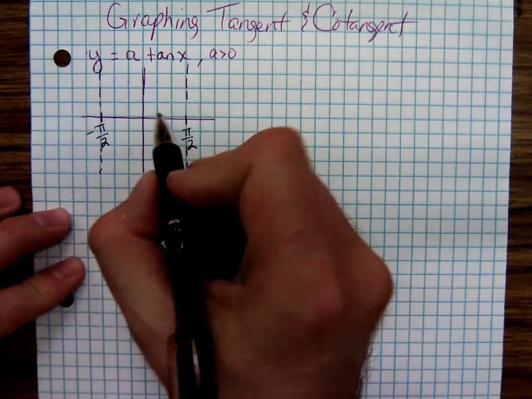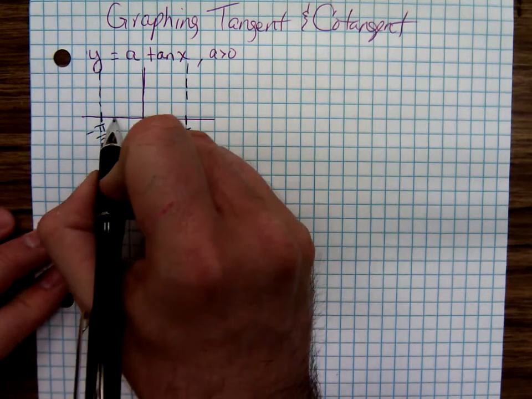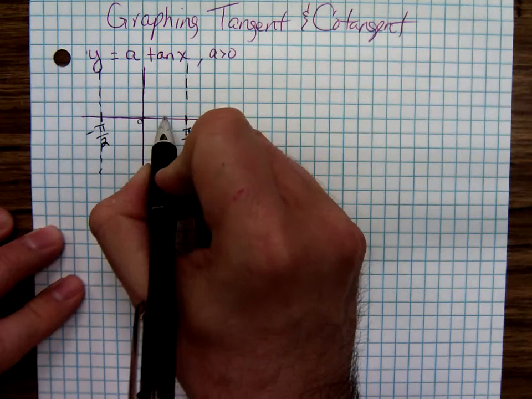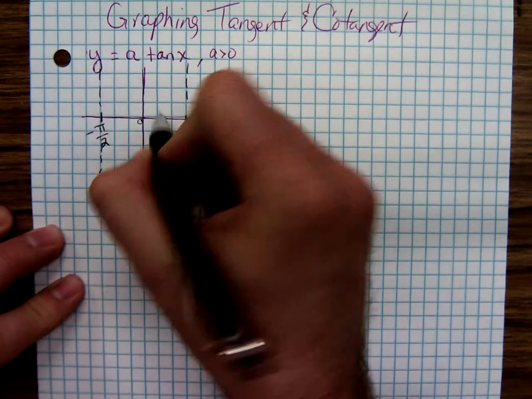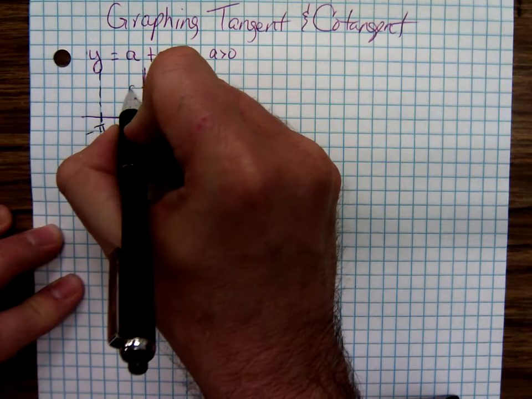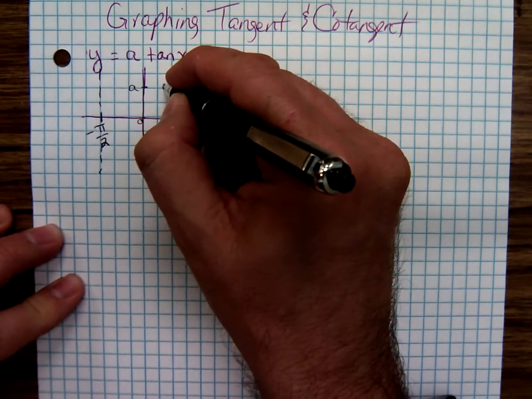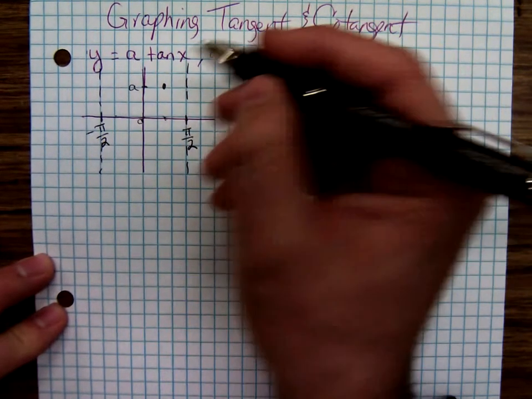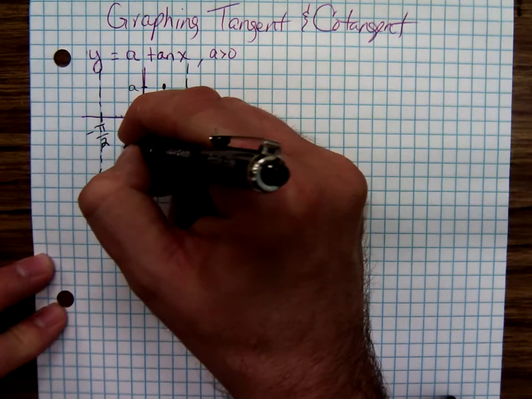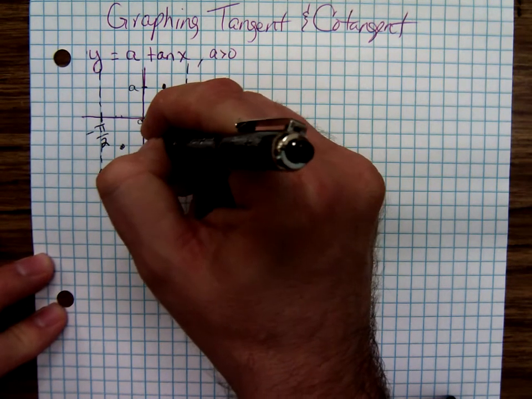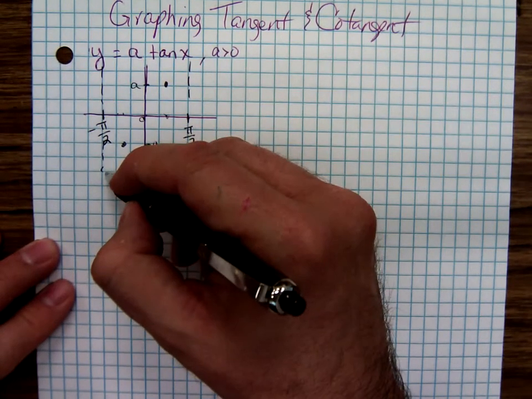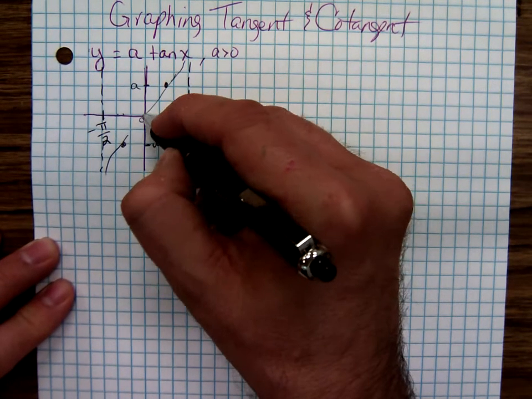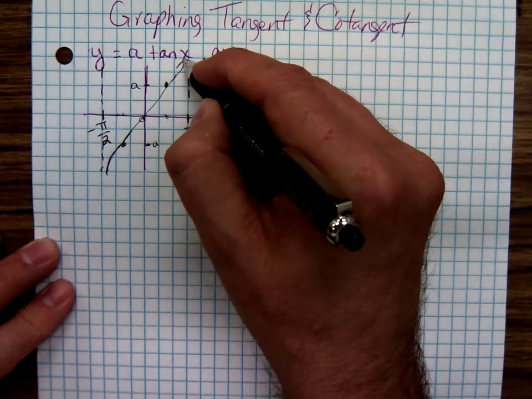And then, if we think of the midpoint between 0 and this vertical asymptote, at that point, whatever number a is, that's where it'll be. So midway between, it's up at A, and over here, it is down at negative A. Tangent goes up when you look from left to right. It does something like, oh wow, that's a bad graph.